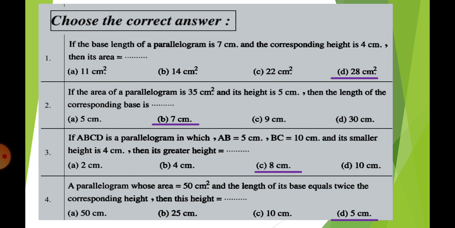Today we know the area of a parallelogram equals base times height, and we know the parallelogram has two bases and two heights. The smaller base corresponds to the greater height and the greater base corresponds to the smaller height.